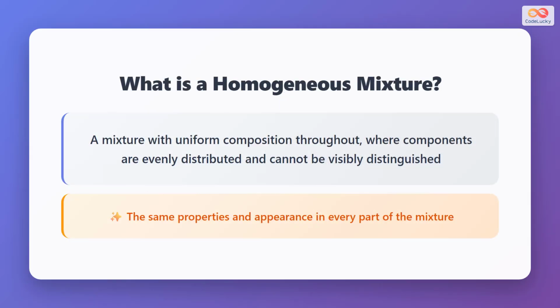A homogeneous mixture is a mixture with uniform composition throughout, where components are evenly distributed and cannot be visibly distinguished. The key characteristic that makes a mixture homogeneous is that it has the same properties and appearance in every part of the mixture. When you look at a homogeneous mixture, you cannot see the individual components because they are mixed so thoroughly at the molecular level. Every sample you take from any part of the mixture will have exactly the same composition and properties.